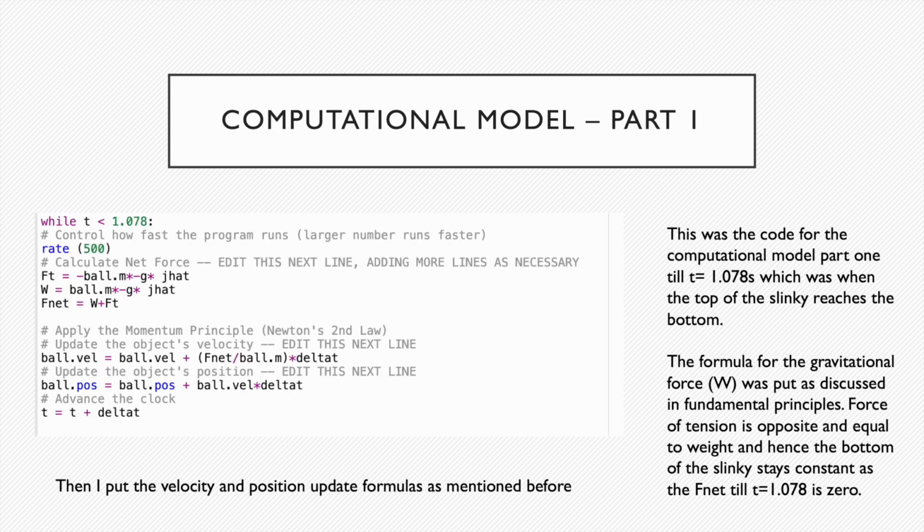Now this is the computational model for part 1. This ran until t equals 1.075 seconds, which was when the top of the slinky reaches the bottom. The formula for the gravitational force was put as discussed in the fundamental principles slide. The force of tension is opposite and equal to weight, and hence the bottom part of the slinky stays stationary, as Fnet till t equals 1.078 is 0. After that, I put the velocity and position update formulas as mentioned before.